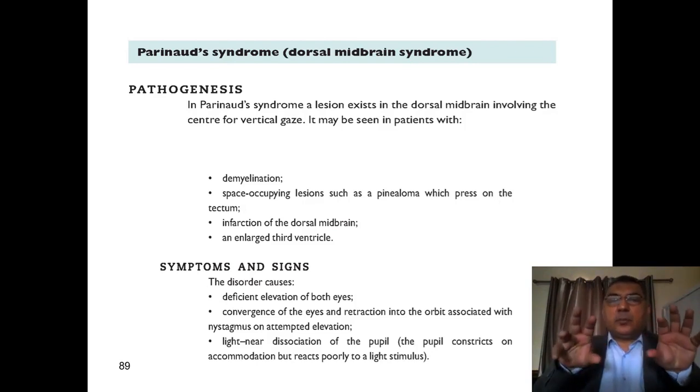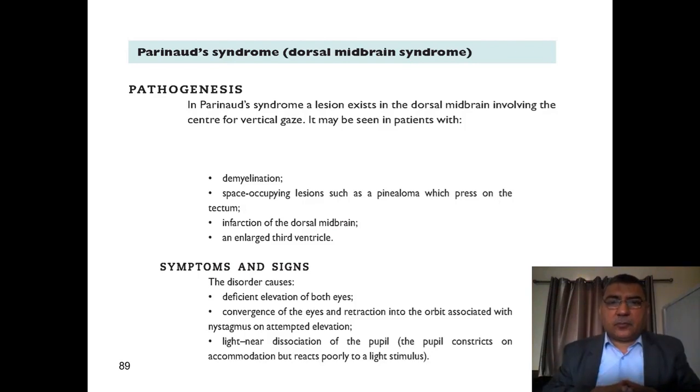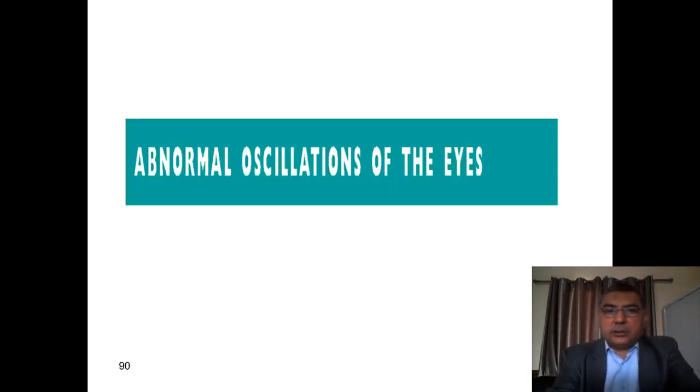In this syndrome, there is defective elevation of both eyes. The patient cannot produce up gaze, for example. And there is convergence, retraction, and nystagmus of the globes if the patient is attempting elevation. Also, there is a very important sign in this Parinaud syndrome, which is light near dissociation, which is the pupil constricts on accommodation but does not constrict to light stimulation. And this sign is called light near dissociation.